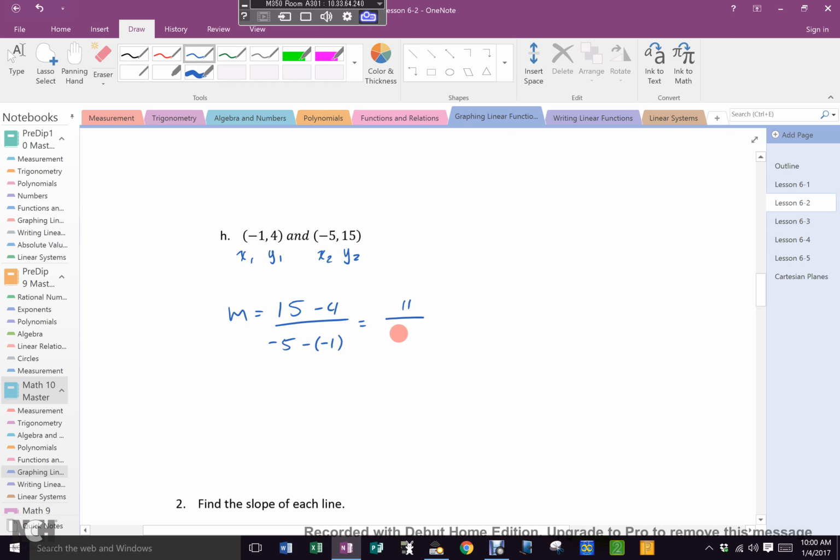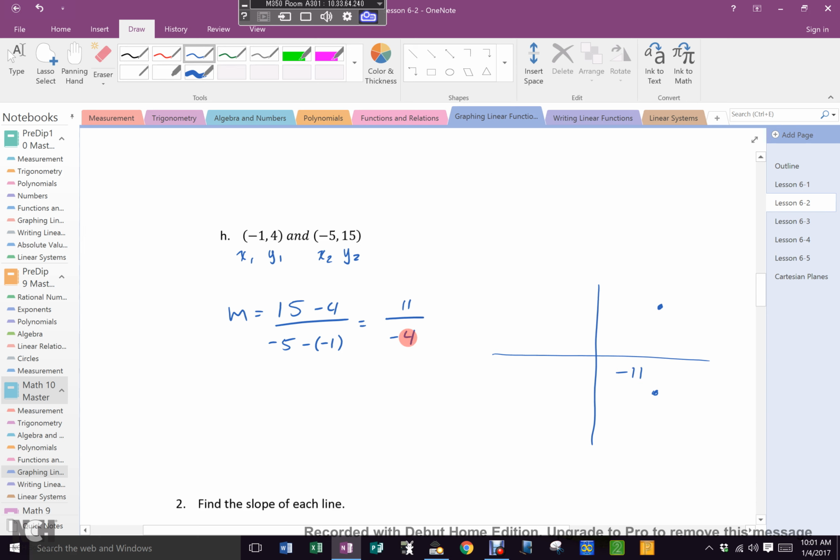What am I writing here? -4. Now this one causes people problems. Because if I graph it, I put the dot way up there, I need a rise of 11, don't I? If I go up 11 from there, I'm going to go off the graph, aren't I? So where would I need to go? Down 11. There's my -11.